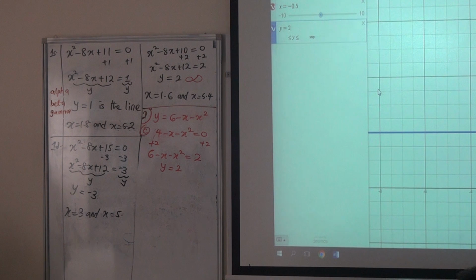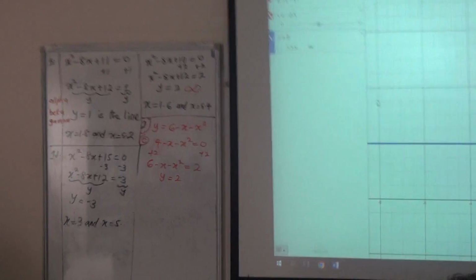The next one is by showing your workings, which is this anyways. I'm just repeating the same thing. Aha, that's a bit different.